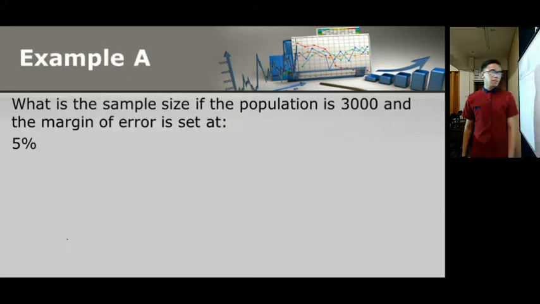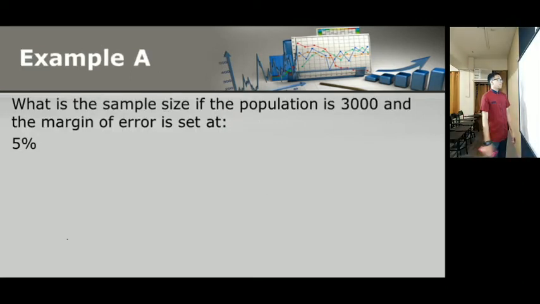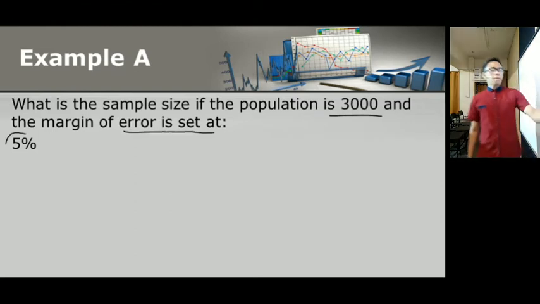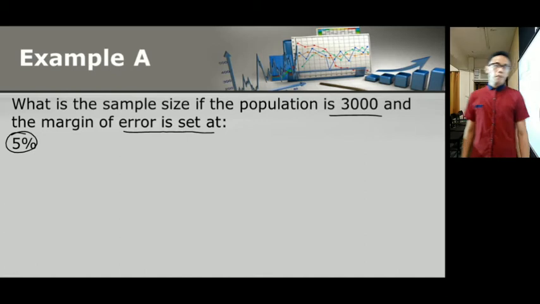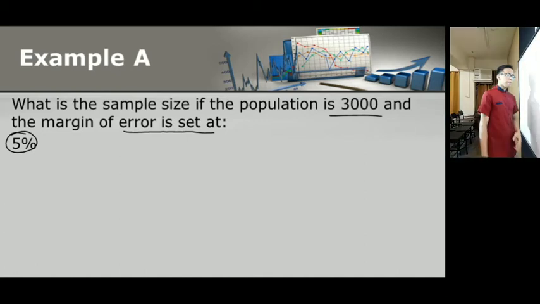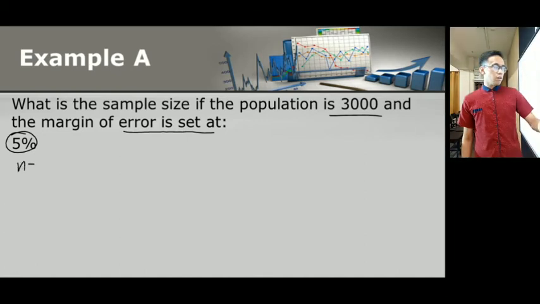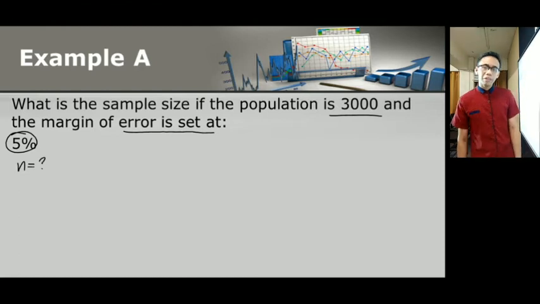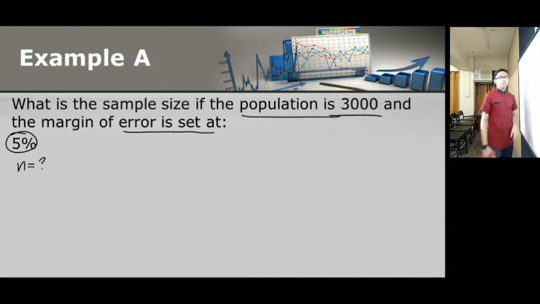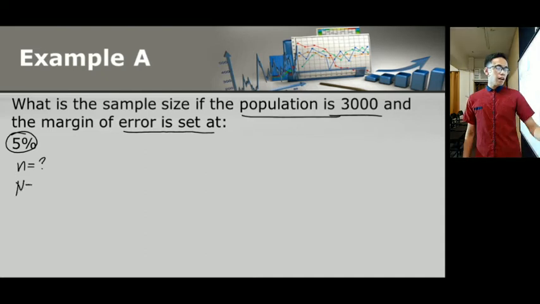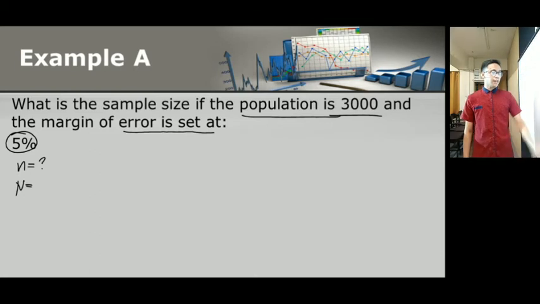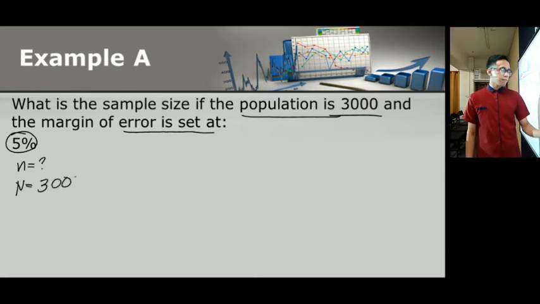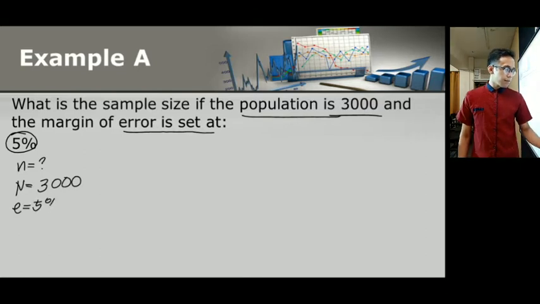So, simulan na po natin yung ating pagsasolve ng ating SLOVIN's formula. What is the sample size if the population is 3,000 and the margin of error is set as 5%? Okay, we will set it at 5%. Now, always remember that we are finding the sample which is the small letter n. Yan lang naman yung unknown eh. Wala nang iba. Now, syempre ang mga given, yung population is 3,000. The symbol for population is the capital letter N, which is 3,000. And then, the value of margin of error is 5%.